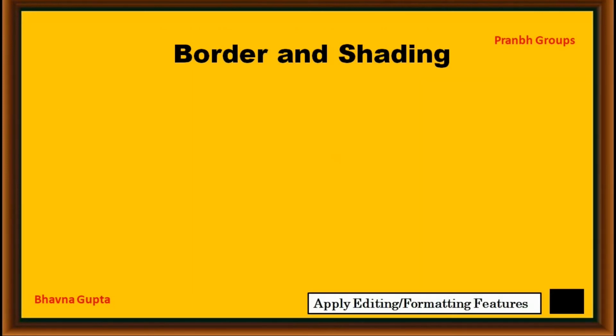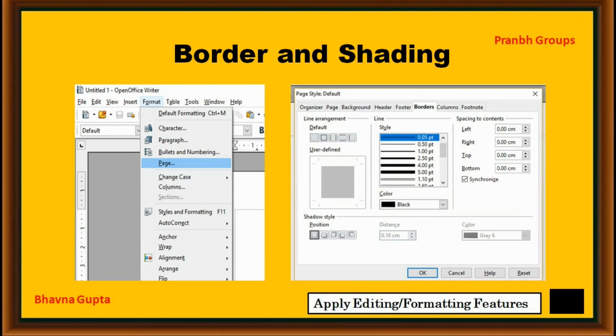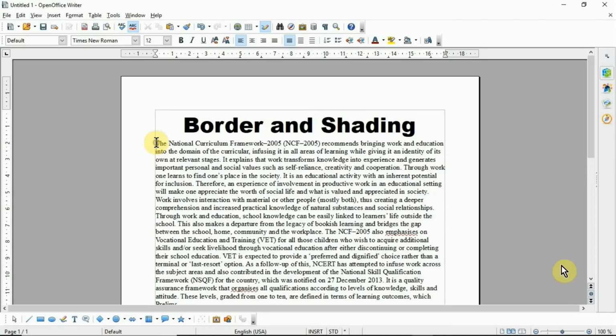Next topic, border and shading. Border is an outline box around the text or any other item. When you design a document, sometimes you need to show it in a box or highlight it within a document. Similarly, you can highlight the item with shading. Let's do the practical and see how to apply a border and shading in a Writer document.